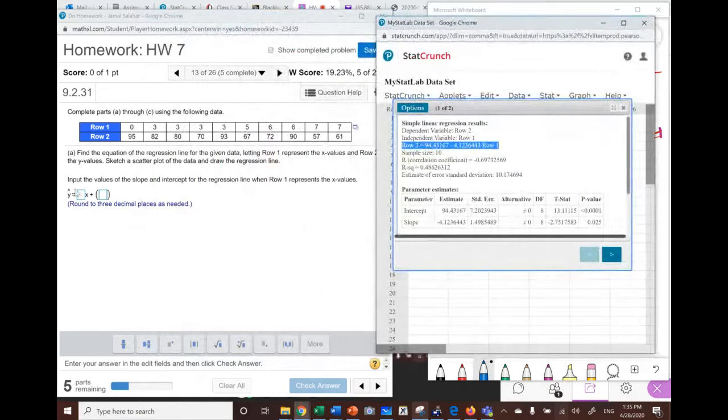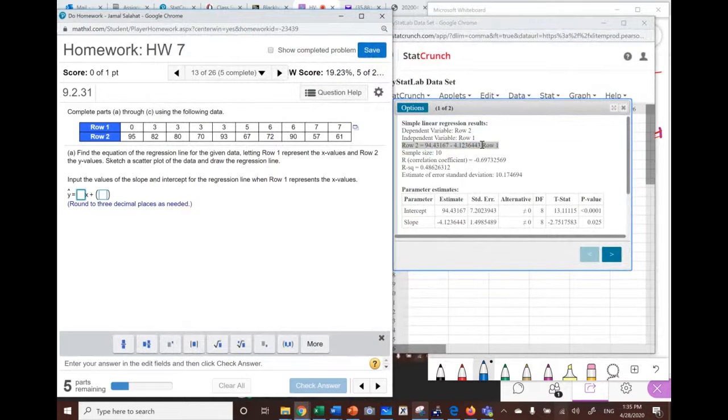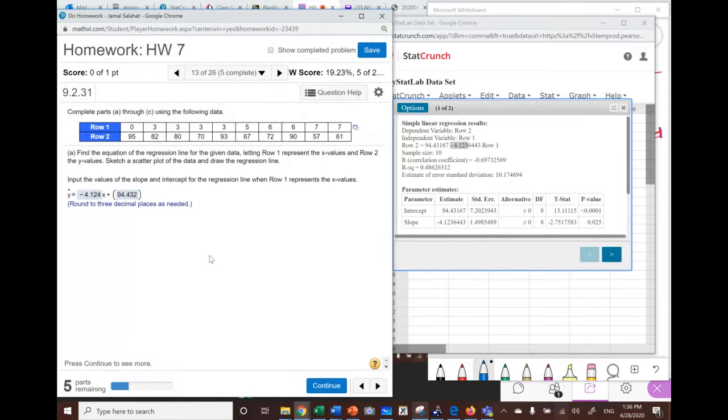So in this case, I'm going to come in here and say, okay, and instead of row 1 here, I'm going to put X. So X goes first. And notice that the number in front of X is negative. So I'm going to start in here with the negative sign and put negative 4 point. And again, in the problem, they ask us to do 3 places. It's going to be 1, 2, 4. And the intercept is going to be 94.432. So this is what they want us to do. Just copy the equation, and that's a correct equation.